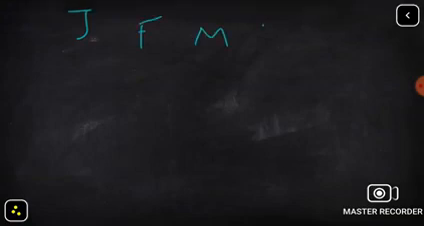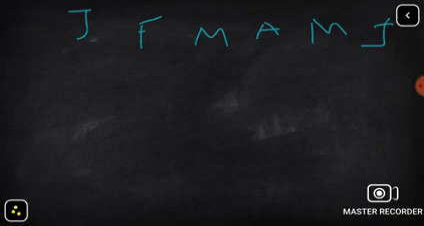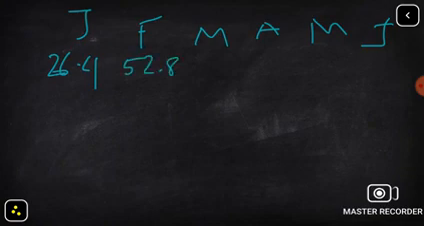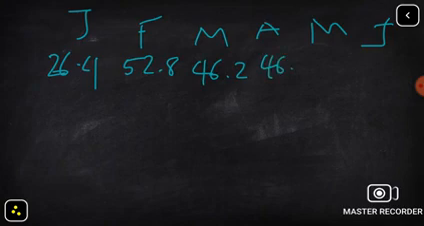So in January, Feb, March, April, May, and June, the first month you're going to write 26.4, second month 52.8, then 46.2, 46.2, 46.2, and 46.2.